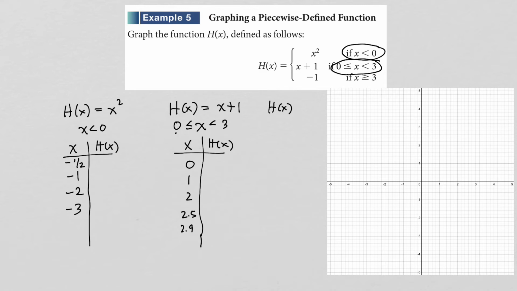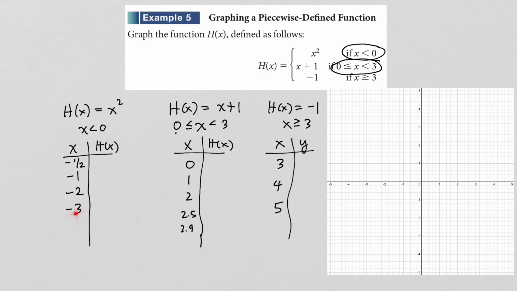And for the last piece, we have h of x is negative 1, and this is valid if x is greater than or equal to 3. So for this one, I can plug in 3 or higher. So I'll plug in the values x equals 3, 4, and 5. Now what I need to do is actually plug these values in. And I won't show all the work here. I'll just verbally go over it.